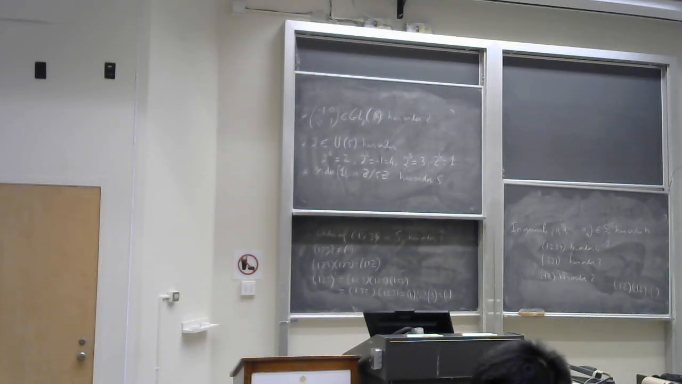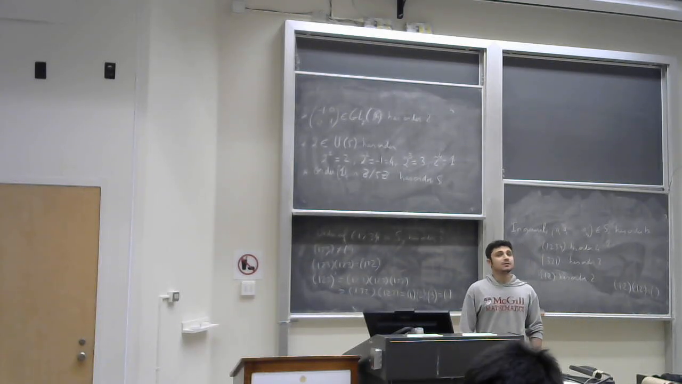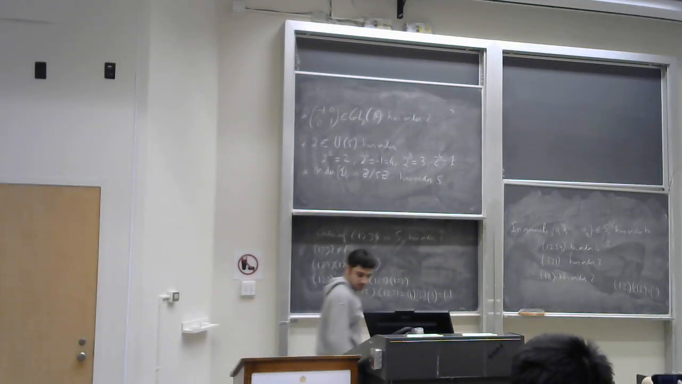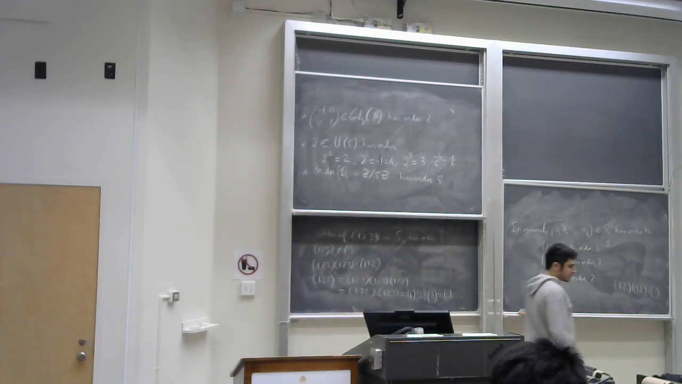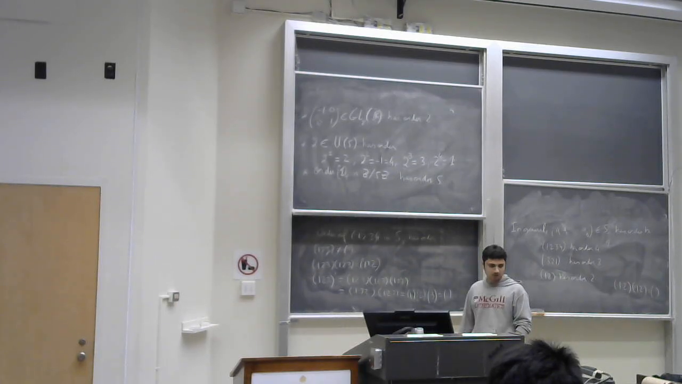Okay? Great. What's the only element of order 1 in the group? It's the identity, right? Take the identity to the power 1, it is the identity. Conversely, if you have any element that has order 1, then it must be the identity. Are we good here, guys?